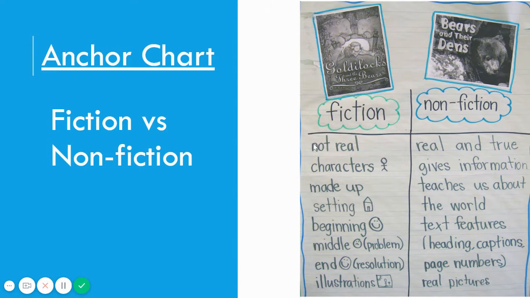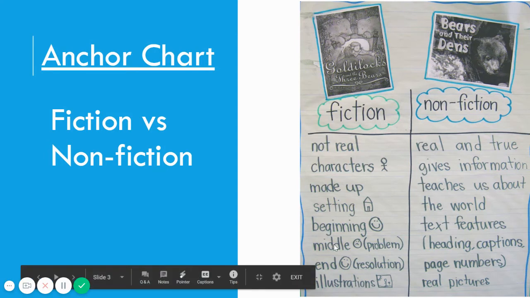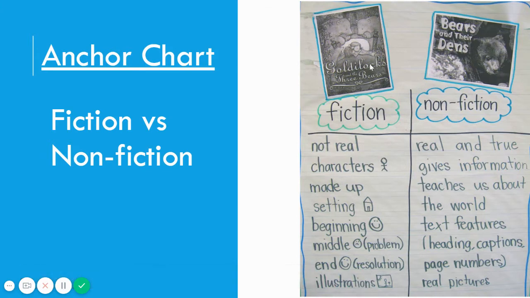We know that fiction books are not real. They have characters. The stories are made up. They have a setting. A setting tells when and where the story takes place. It has a beginning, middle, and end, a problem and resolution, and illustrations. An example of a fiction book would be Goldilocks and the Three Bears.